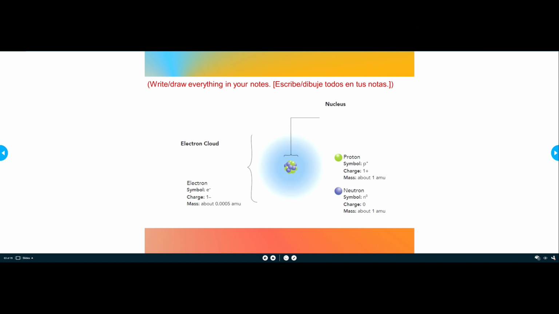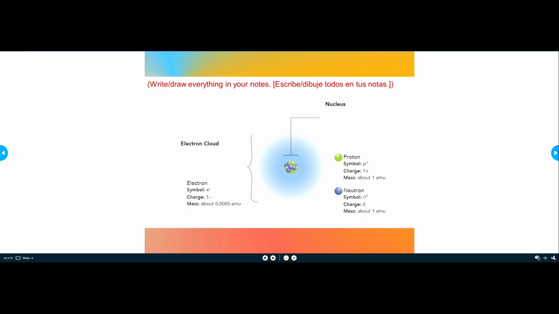While this picture is very similar to IS-1 Experience 3, there are some key differences. The first one is that the nucleus is shown to be much smaller than our original picture. We also have some symbols, charges, and masses that we now know about these particular subatomic particles.